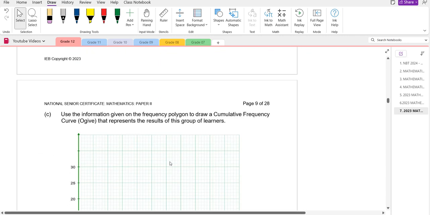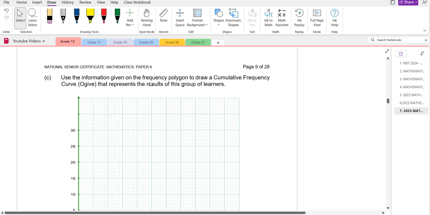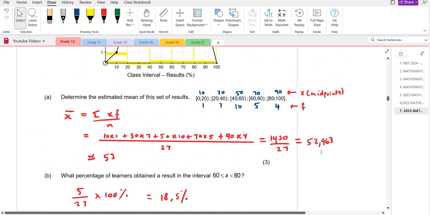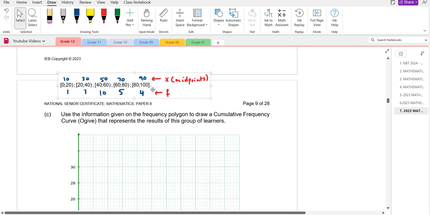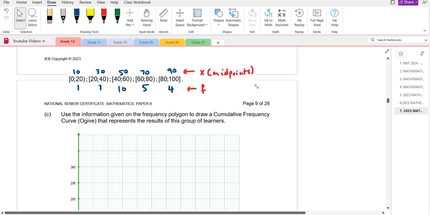Moving on to the next question. Use the information given on the frequency polygon to draw the cumulative frequency curve that represents the results of this group of learners. Now remember, I need this information here, right? Because we want the cumulative frequency, what do we use? We use the upper class boundaries and the cumulative frequency. So where's the cumulative frequency?